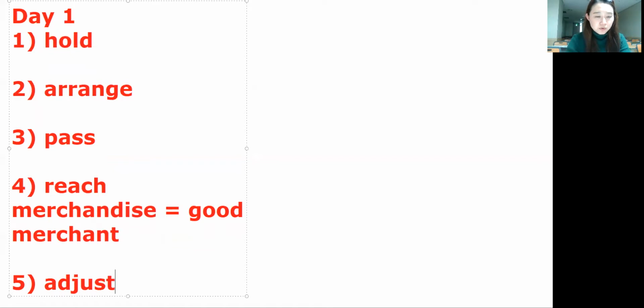Number five, adjust. When I teach this word, I give an example of a very expensive camera where you can adjust the brightness or the contrast. So you adjust a lot of different functions of the very expensive camera, right? Or the microphone or the amplifier speaker, when it's an expensive one, there are a lot of buttons and tools to adjust it. So I usually show the pictures.